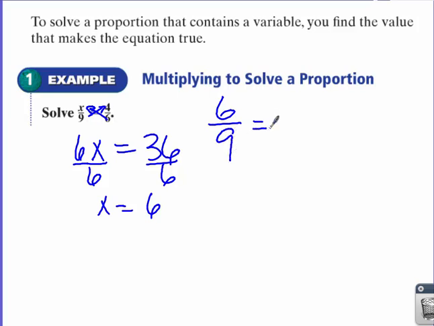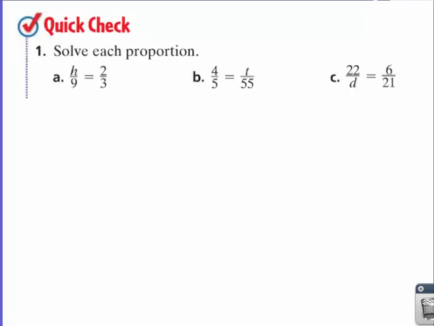So 6 over 9 is equal to 4 over 6. And if we test it like we did in the previous example, 9 times 4 is 36. 6 times 6 is 36. So that shows that those two ratios are equal. So let's do a few more real quick. Let's do one more together, and then I'll have you do two by yourself, and then we'll come back and look at that. So let's look at A together.